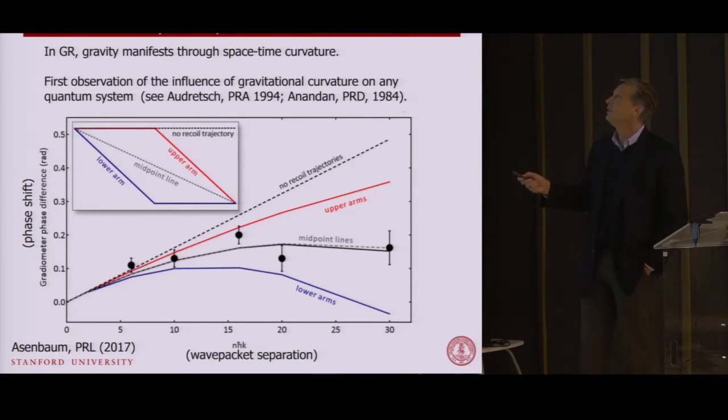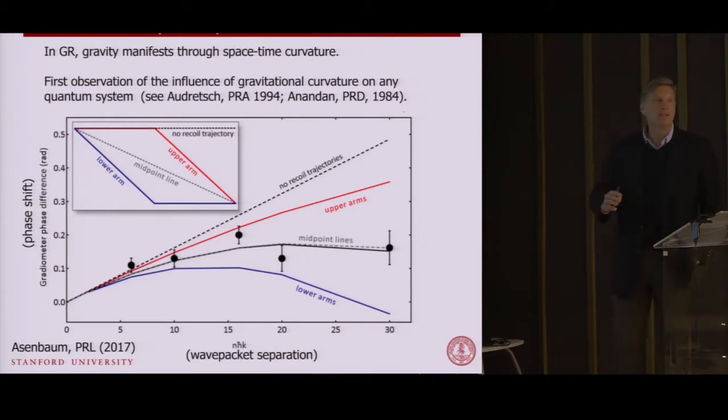And here, if you're interested in the theory foundation for this, there's this pioneering paper by Anandan in the early 80s, and then Audretsch in the 90s, specializing to atoms. This is the first time that somebody's seen the influence of gravitational curvature on a quantum wave function.